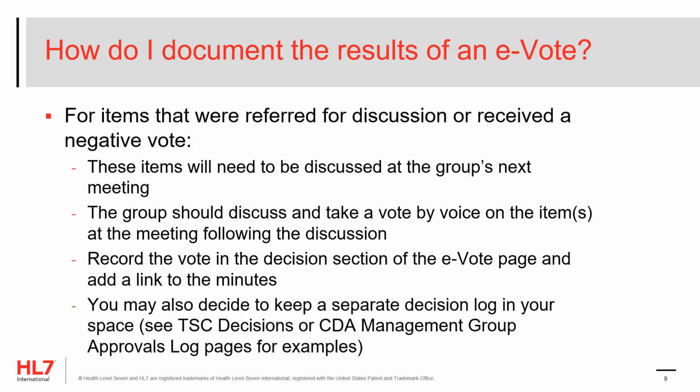For items that were referred to discussion or received a negative vote, as mentioned, you'll need to discuss them at the next meeting, and you'll take a vote by voice. You'll record the vote in the decision section of the e-vote page and add a link to the minutes. You may also decide to keep a separate decision log in your space. And I'll show you the TSC decision log and also the CDA management group approval log page as an example in just a minute. First, I'm going to show you how I document the e-vote results on the technical steering committee agenda.